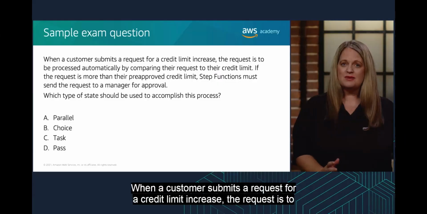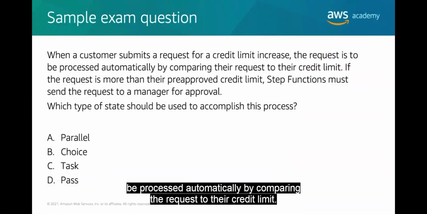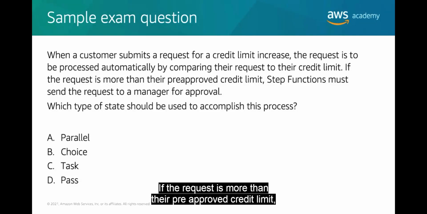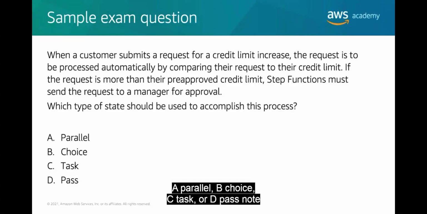When a customer submits a request for a credit limit increase, the request is to be processed automatically by comparing the request to their credit limit. If the request is more than their pre-approved credit limit, Step Functions must send the request to a manager for approval. Which type of state should be used to accomplish this process? A, parallel, B, choice, C, task, or D, pass.